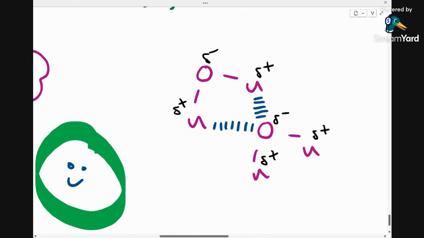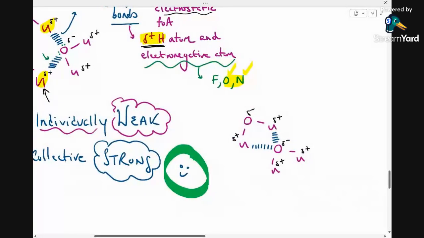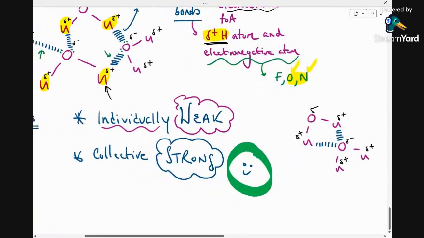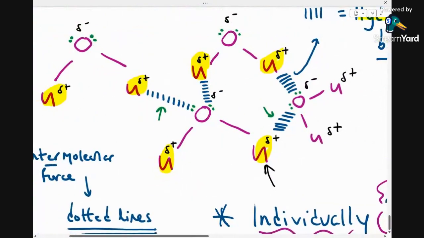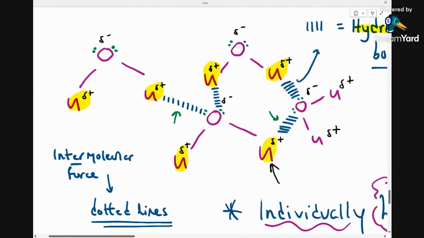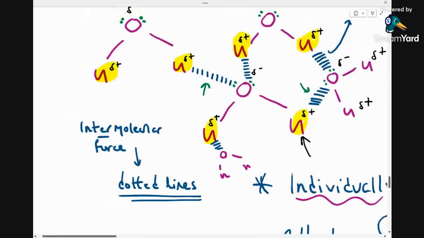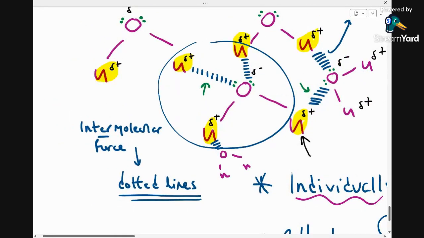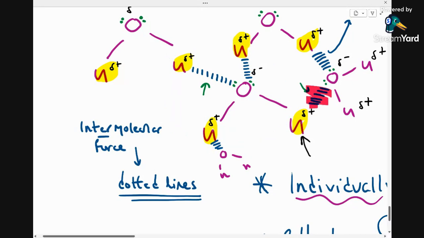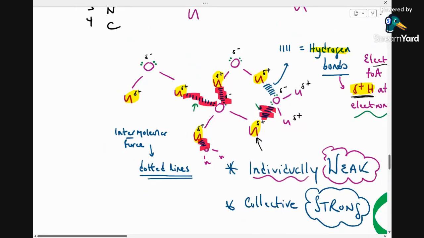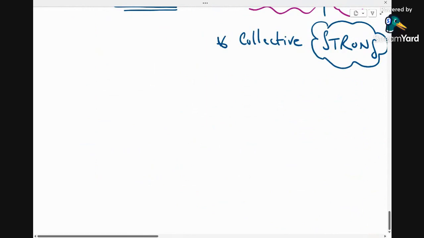But don't forget, per oxygen atom, we can form 4 hydrogen bonds, technically. As you can see here, if there was going to be another water molecule here, for example, and you had another bond like this, this water molecule here is forming 4 hydrogen bonds, which I'll highlight in red. 1, 2, 3, 4. Right, we are nearly done.